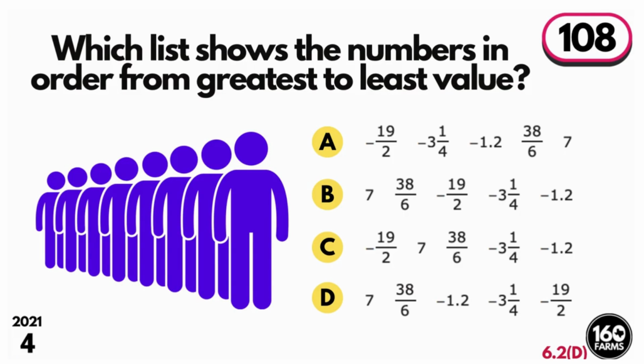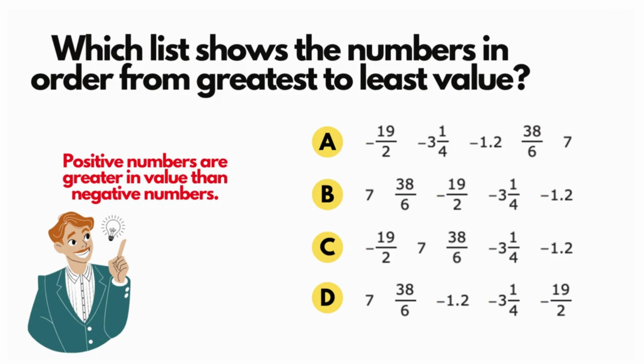positive and negative rational numbers. Let's break this down. We're going to go through the answer choices and eliminate the choices that we know are incorrect. So greatest to least value is what we're looking for.